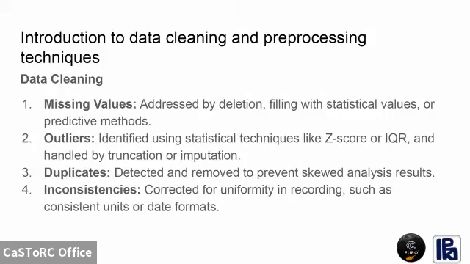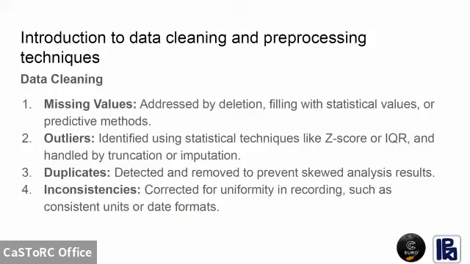So we're going to start with data cleaning. What do we actually mean by data cleaning? How is our data unclean? For example, in some cases, we have missing values. Missing values means that part of your data is not complete. You can handle this by different techniques like deletion, filling them with statistical values, or even using other predictive models to fill in these missing values.